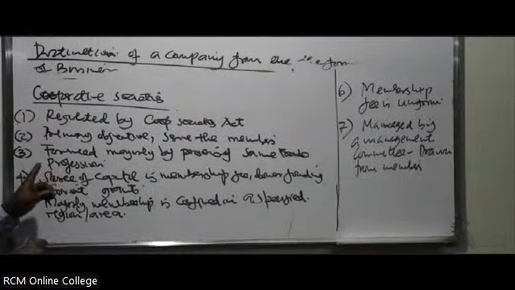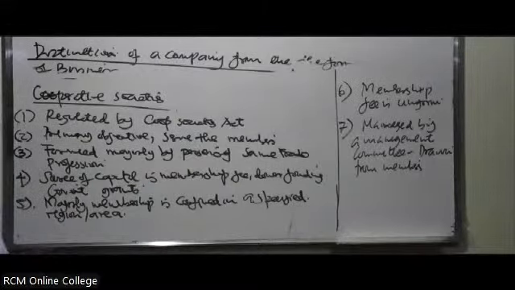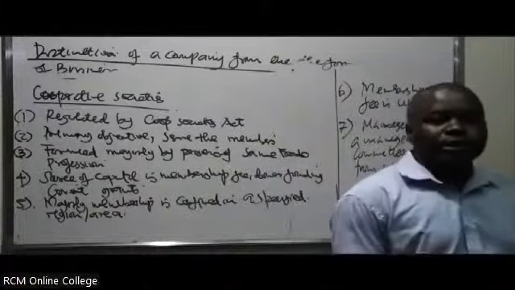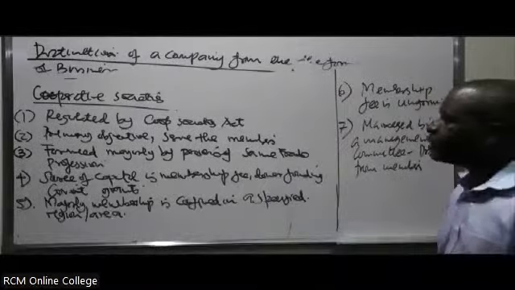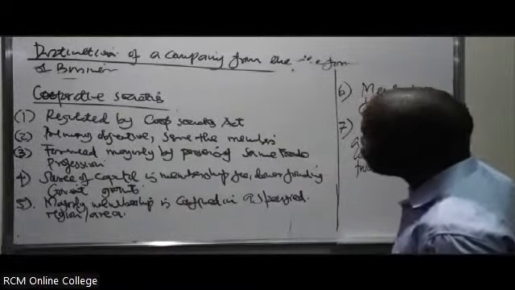Number three, they are formed majorly by persons of the same what? Trade, or maybe profession. But that doesn't happen in the case of a company. A company can just be formed by anyone. You're not under mandate for all of you to be accountants to form a company or become shareholders in a company. Number four, their source of capital.